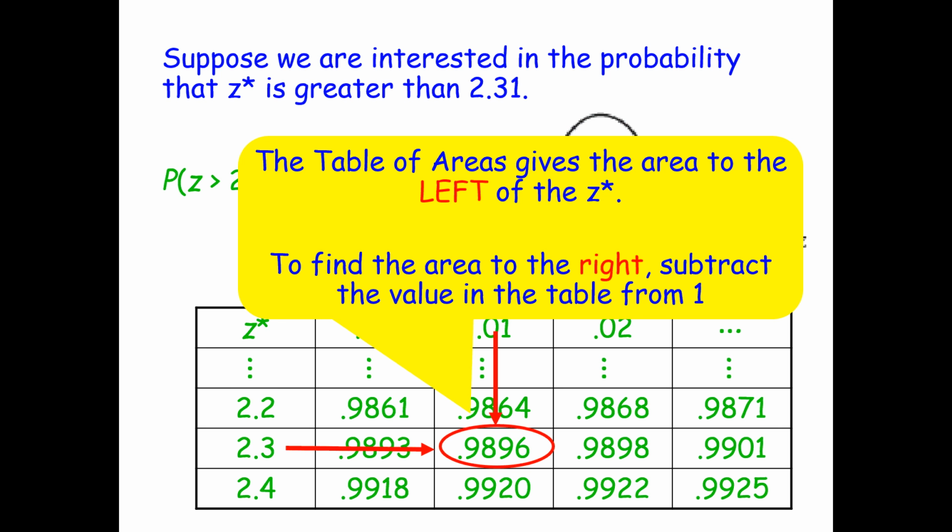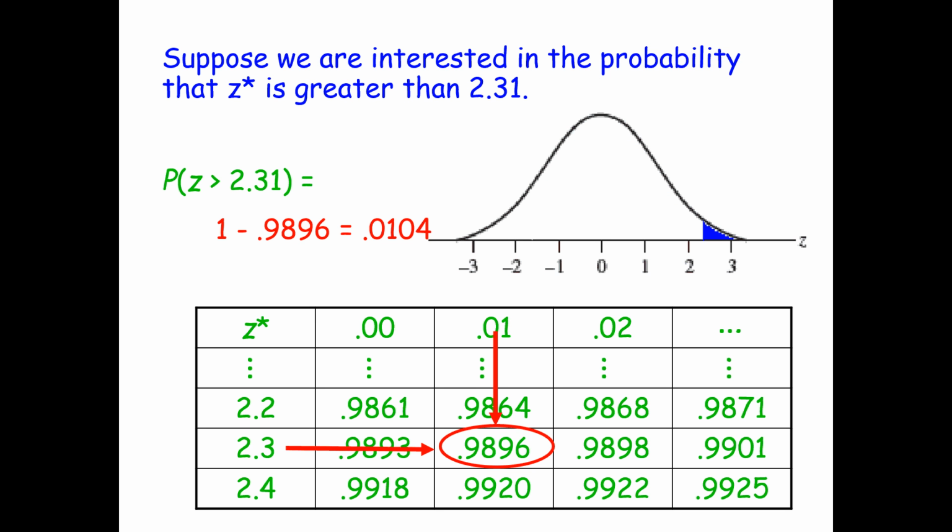The table of areas gives the area to the left of the z star. So to find the area to the right, you're going to need to subtract that value in the table from 1. So we'll actually have 1 minus 0.9896, which will give us 0.0104 as our probability.